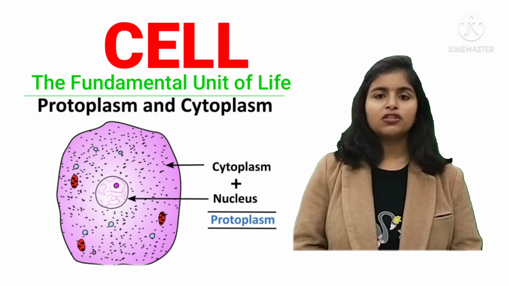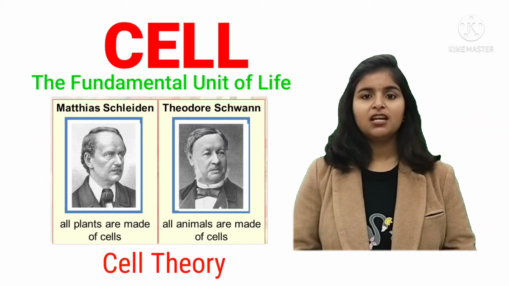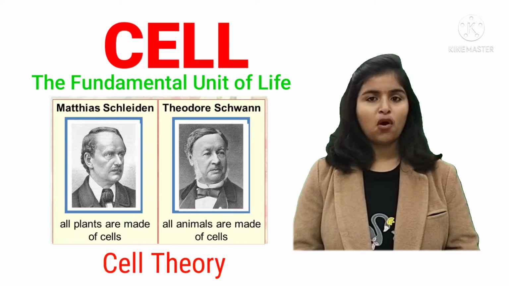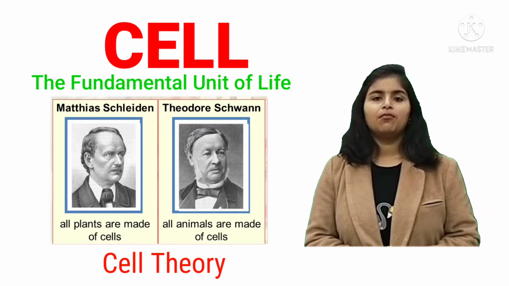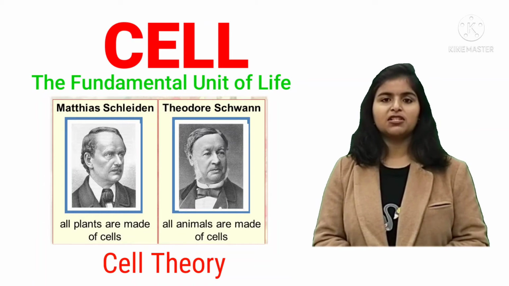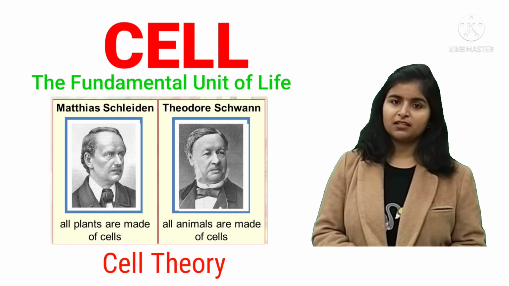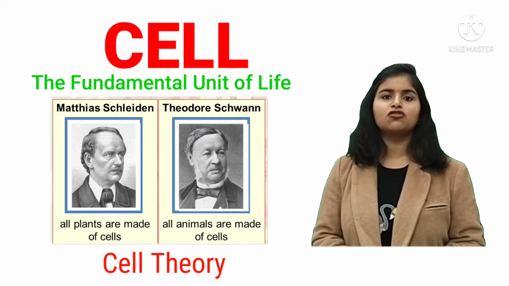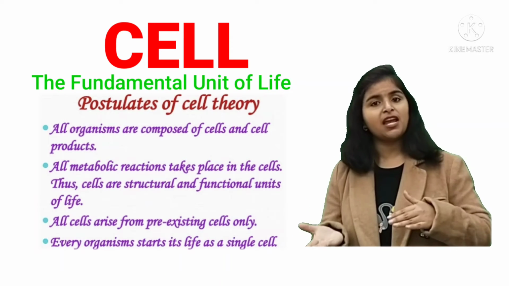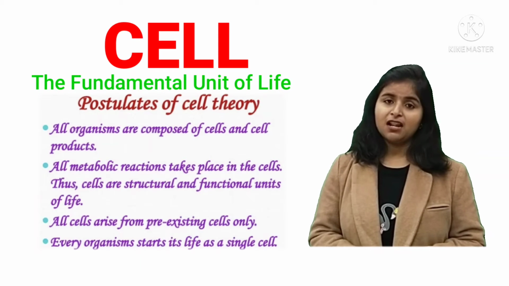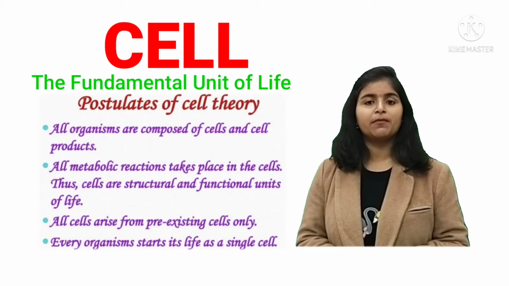Cell theory was formulated by two German biologists, M.J. Schleiden and T. Schwann. The postulates of cell theory are: bodies of all living organisms are made up of cells and their products. The activities of an organism are the sum of the activities of its cells. Cells develop from pre-existing cells. The cell is the structural and functional unit of every living being.